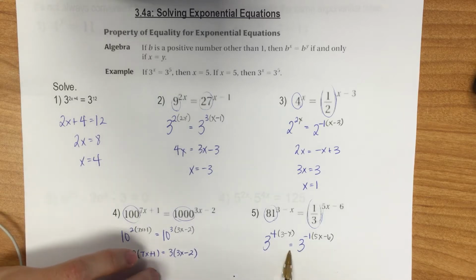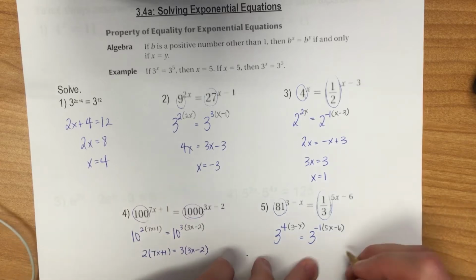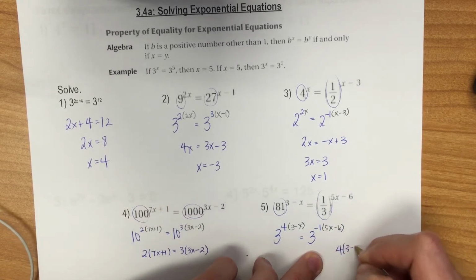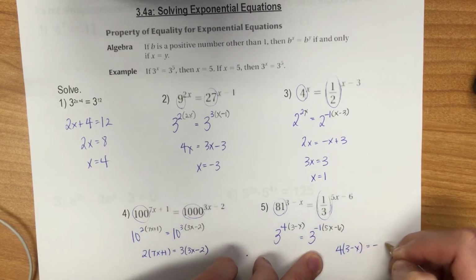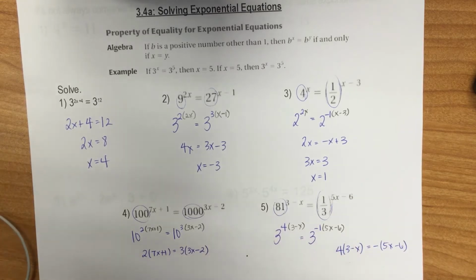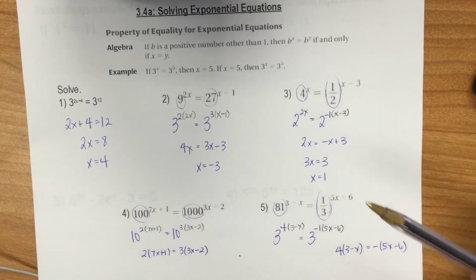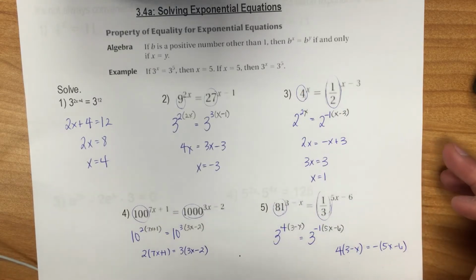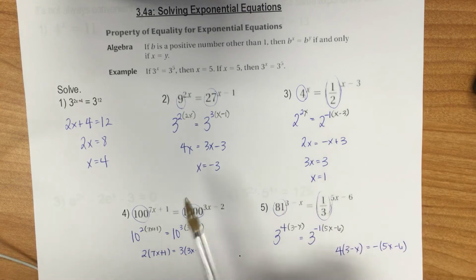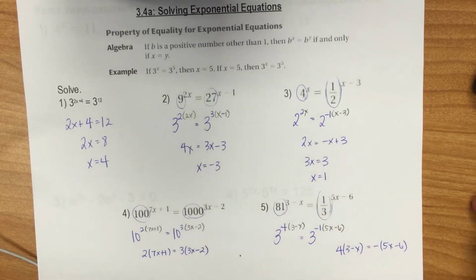Again, since the base numbers are the same, we can take the powers down and set them equal to each other. So 4 times 3 minus x would equal negative 1 times 5x minus 6. And then you would solve that linear equation to figure out your value of x. Now again, all 5 of these examples are problems where logarithms aren't necessary in order to solve, because I was able to take both sides of the equal sign and make them the same base number.